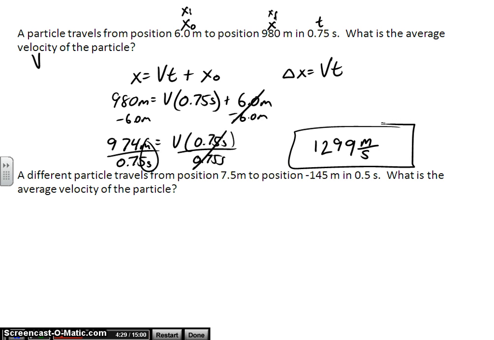When doesn't it come out as positive? Let's look at example 2 right below. A different particle travels from position 7.5 meters to position negative 145 meters in 0.5 seconds. What's the average velocity of the particle? Once again, we're looking for velocity. It looks like I have an initial position and a final position and a time. Same equation.